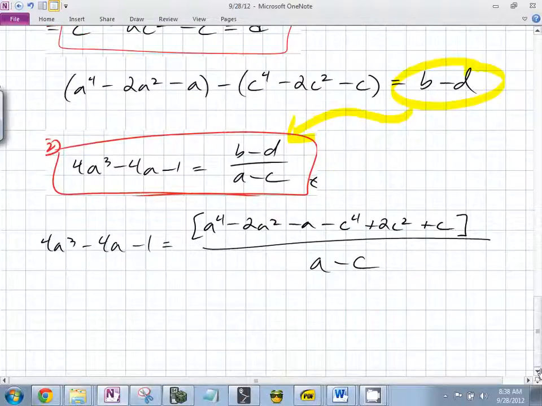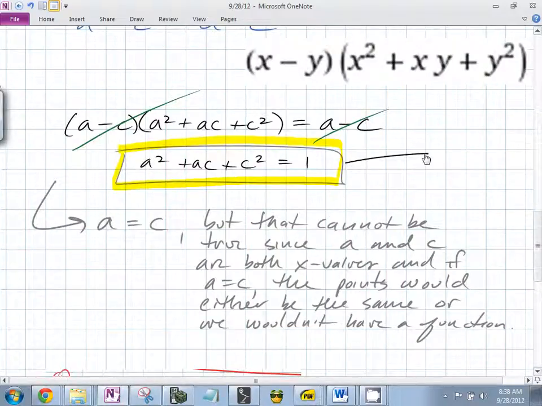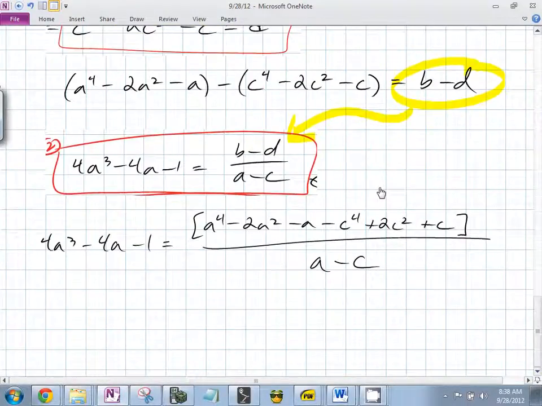Yeah, cool. Okay. Now we need to see if we can simplify this. We have one relationship right here that we've built that's relatively straightforward. These are 2 different relationships that relate a to c. This is good. This is going in the right direction. We need to work on the numerator, though. Any ideas of what we could do on the numerator?